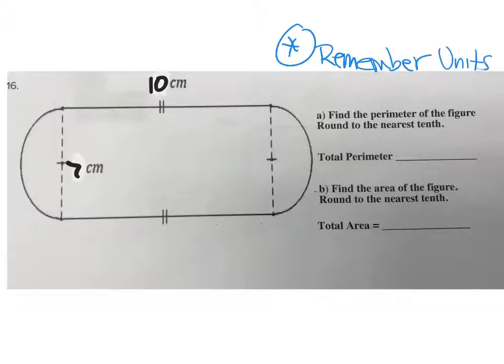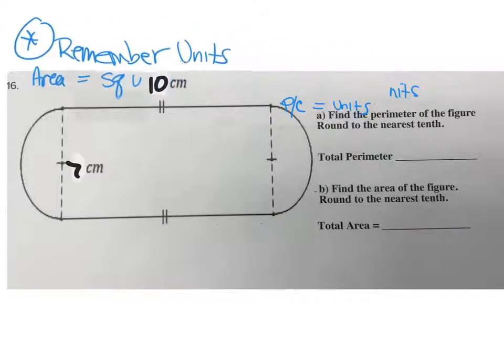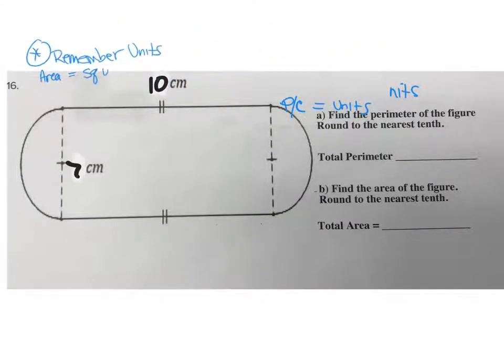That means that if it is area, we will always use square units. And if it's perimeter or circumference, you will just use regular units. Okay, so I even give you that hint. Remember to use your units. If it is area, it's going to be square units. And if it is perimeter or circumference, it's regular units.